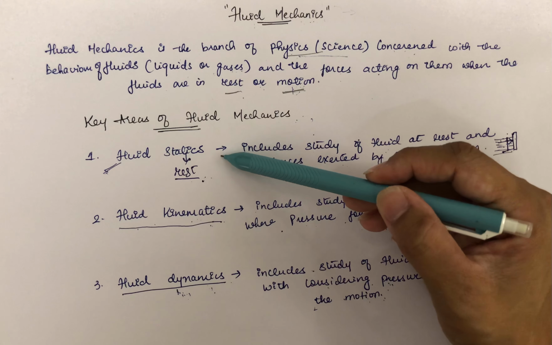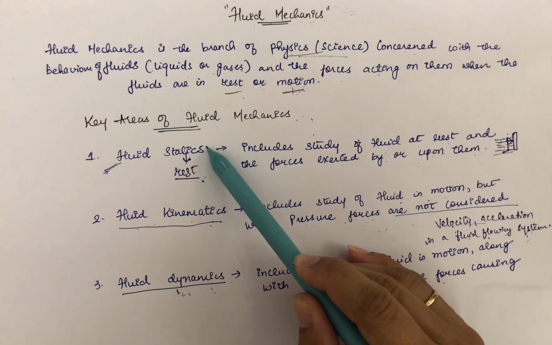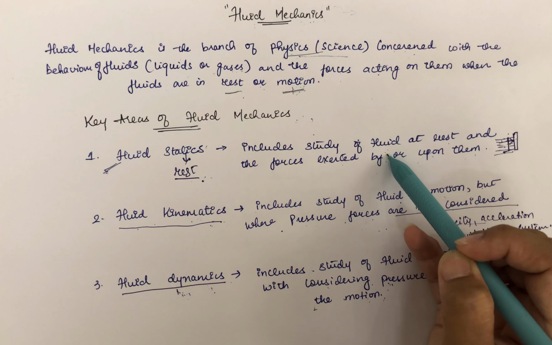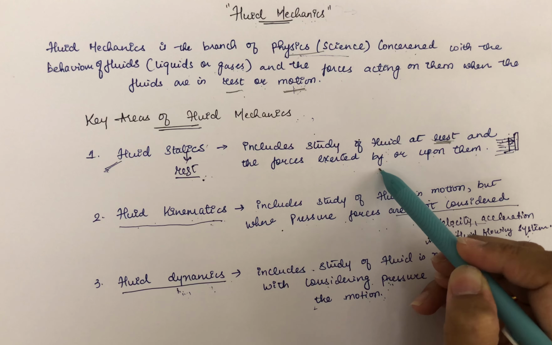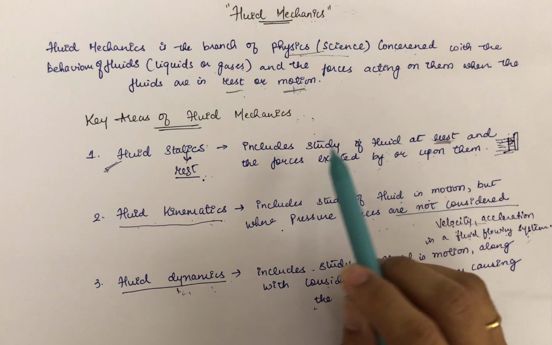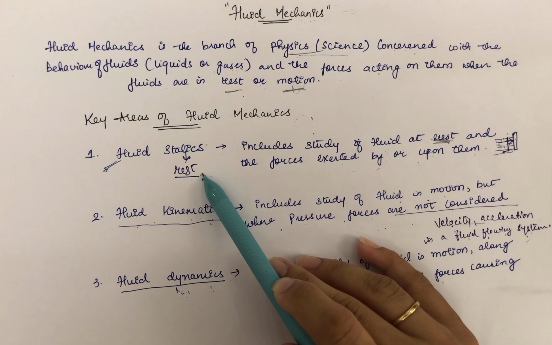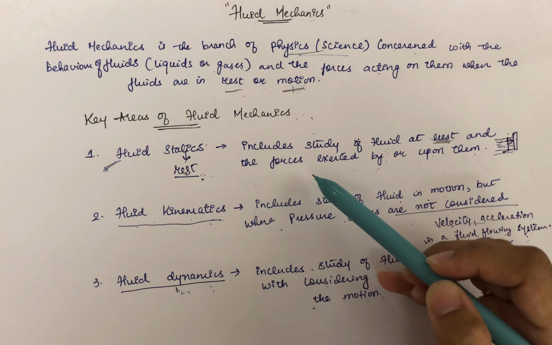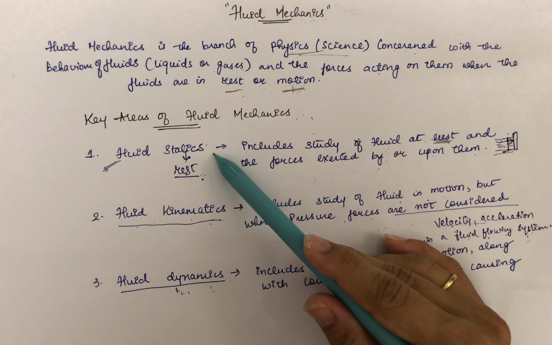Okay. Now there are some key areas of fluid mechanics. Starting with fluid statics. Fluid statics is a branch of fluid mechanics which deals with the study of fluid behavior when the fluid is at rest and when forces are exerted by the fluid or upon the fluid. Statics means rest, and in fluid statics we will study the various kinds of forces exerted by the fluid on the surfaces, or the forces exerted by the surfaces on the fluid, when it is at rest, that is, at static condition.